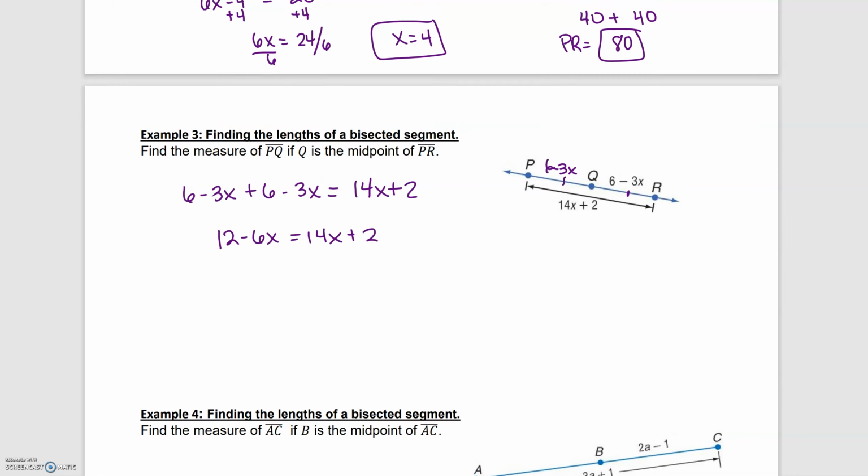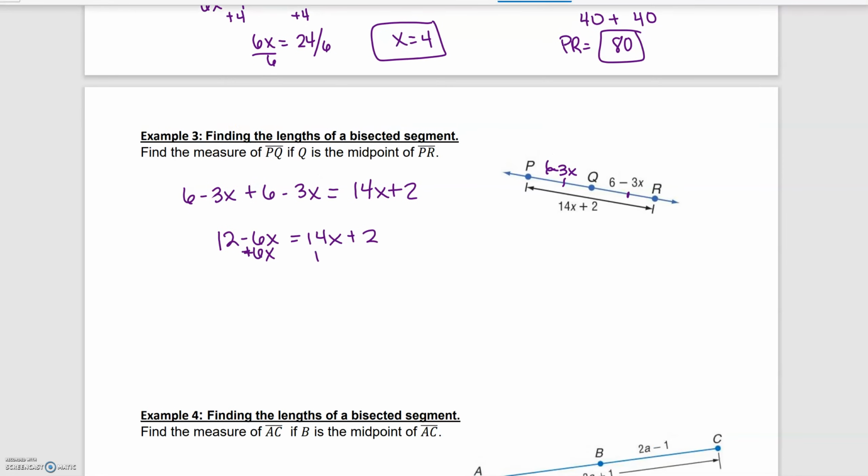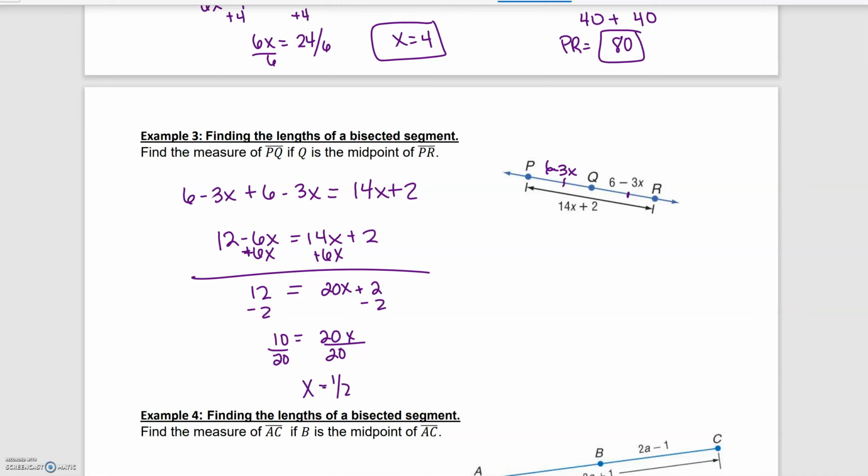And after combining like terms, we're going to get the x's together and then solve our two-step equation. And 10 divided by 20 is a half. So we're going to be plugging in 1/2 for the x in 6 minus 3x because we want to find PQ, which is 6 minus 3x. So 6 minus 3 times a half, which is 6 minus 1.5, which is 4.5 for PQ.